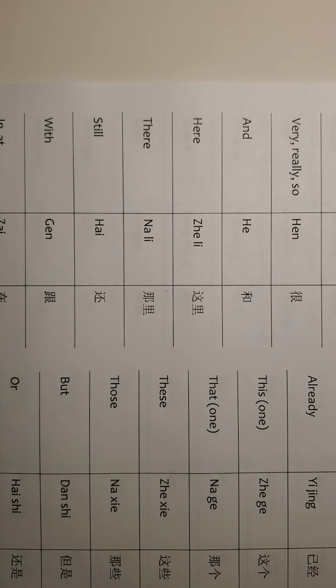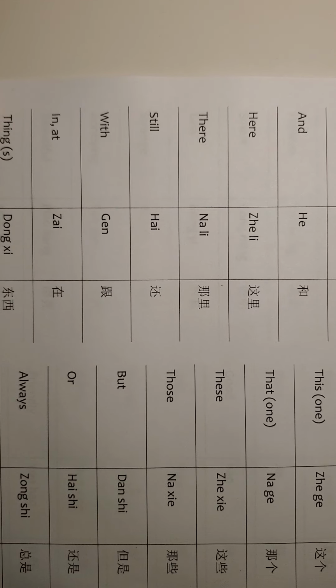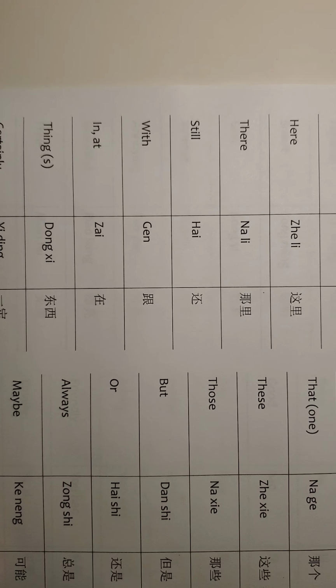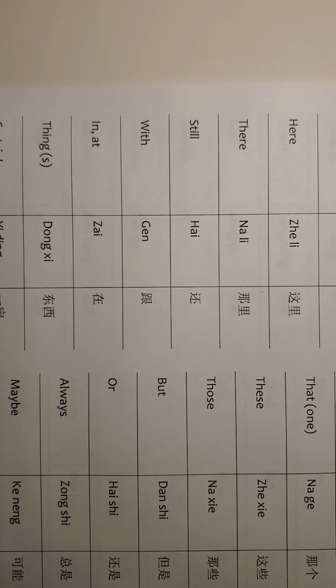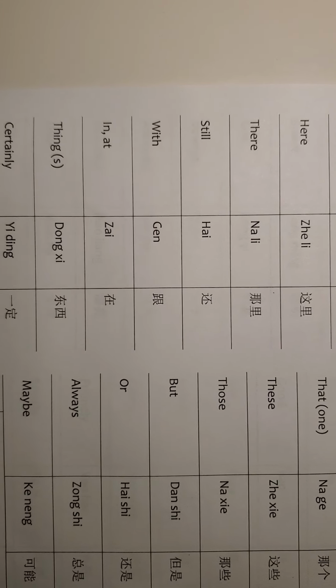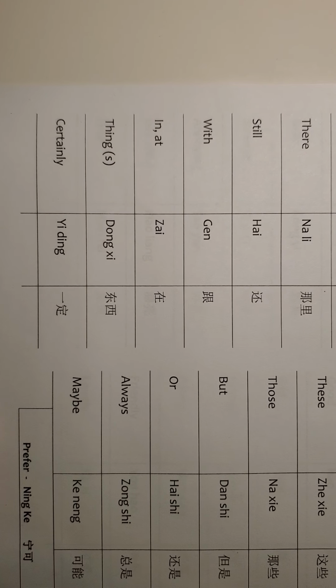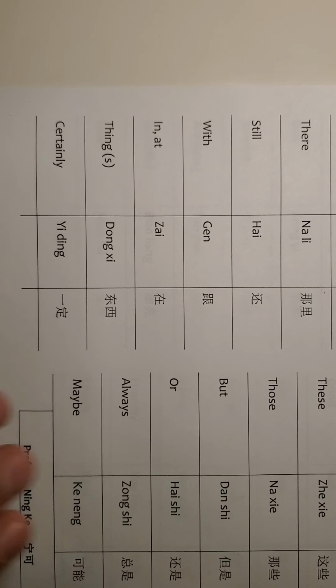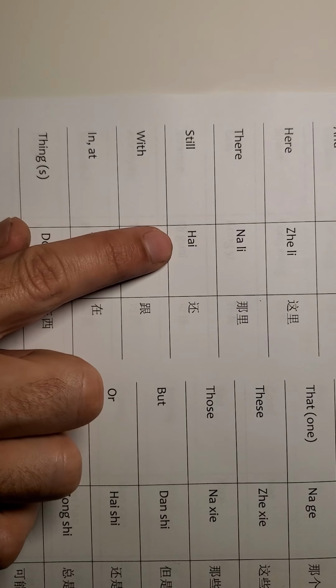还是 is another way to say or. Well, actually, 还是 is like still is, or it can also be like or. Oh, you can also say 还有, still have.